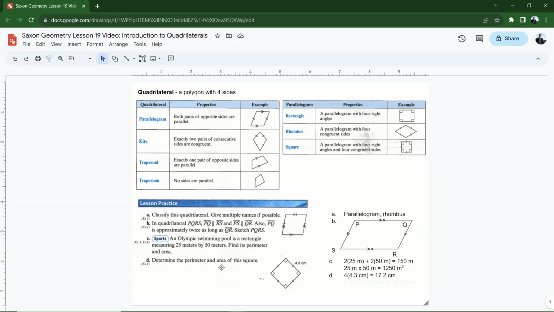But first, before we find the area, I forgot, we're doing perimeter first. So perimeter is just 4 times 4.3 because all the sides are the same length. 4 times 4.3 is 17.2. And then 4.3 squared to find the area is 18.49 centimeters squared. If this seemed like an easy lesson, this is an easy lesson. It's easy.